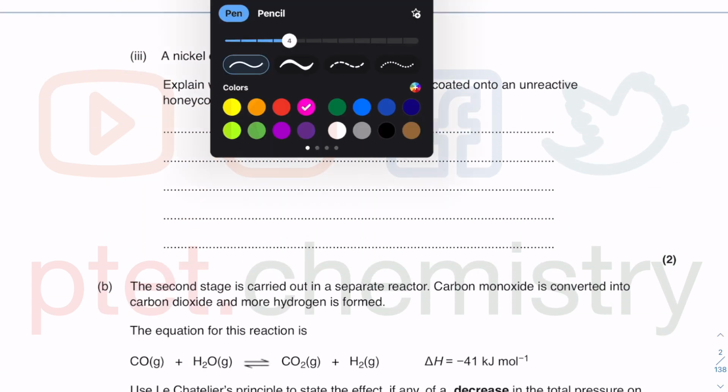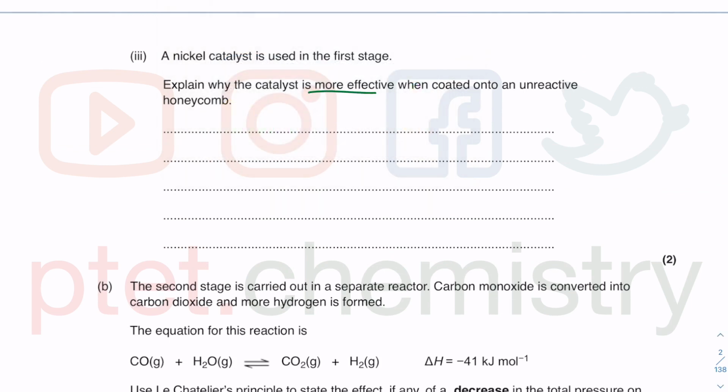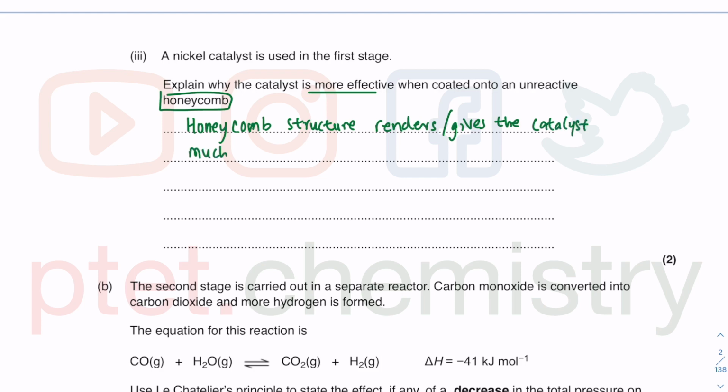In part 3, we use a nickel catalyst. Why is the catalyst more effective when we coat it onto an unreactive honeycomb? So the unreactive part there is not so important. The honeycomb is very, very important. So the honeycomb structure renders or gives the catalyst a much larger surface area. And this is the surface area of the catalyst for your reacting particles to react on.